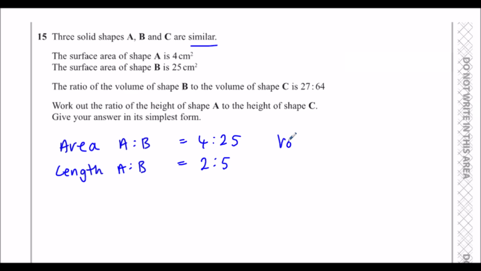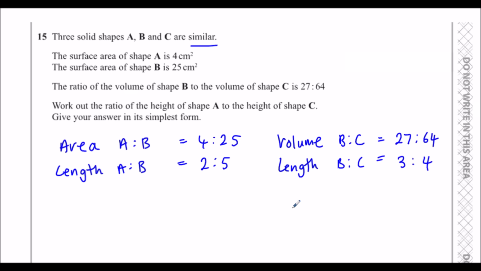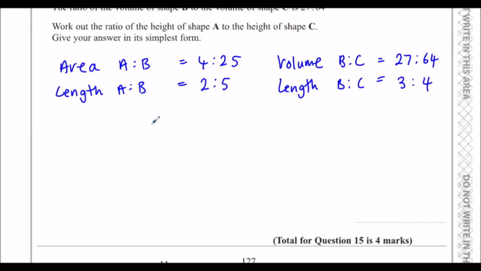And for volume of B to C, we've got a ratio of 27 to 64. The scale factor for volume is scale factor cubed. So to go to length for B to C, we need to cube root. So the cube root of 27 is 3. The cube root of 64 is 4. So we've got the scale factors for A to B is 2 to 5.